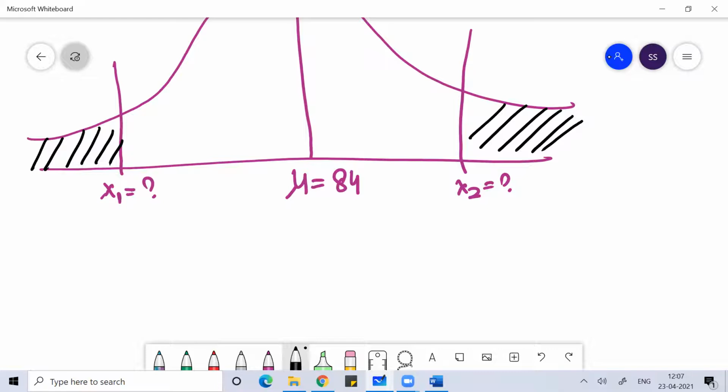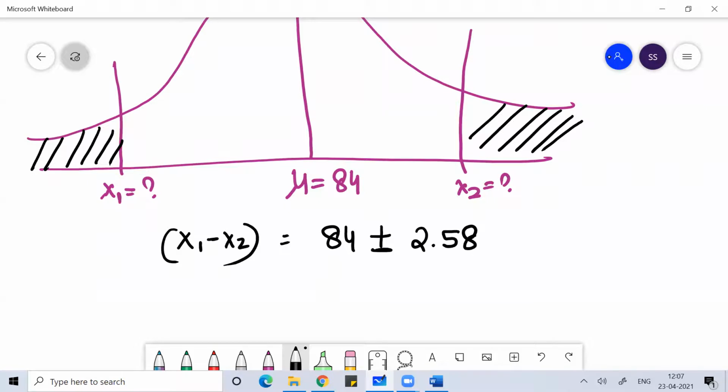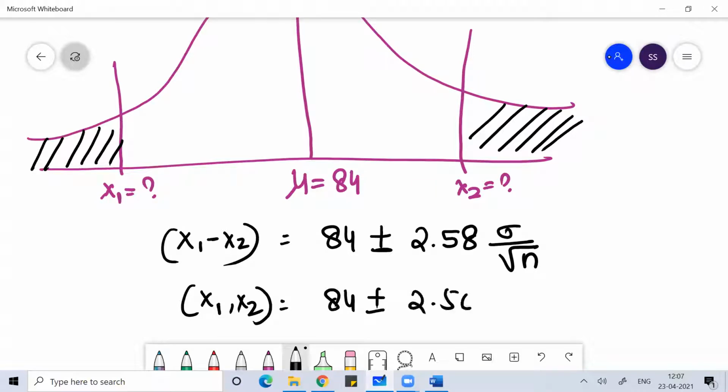If my sample data lies between that range, I'll accept the null hypothesis. So how will I find the value of x1 and x2? For that, I use a formula: mu plus or minus the z value corresponding, 2.58, times the standard error, sigma by root n. Mu is 84. So x1 and x2 would be 84 plus or minus 2.58 sigma by root n.